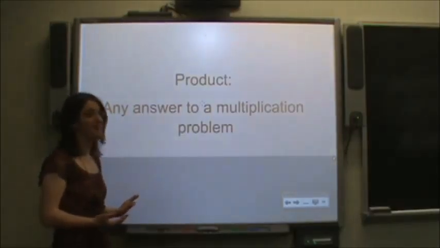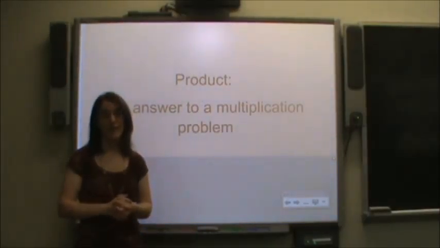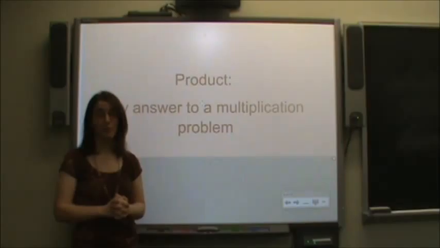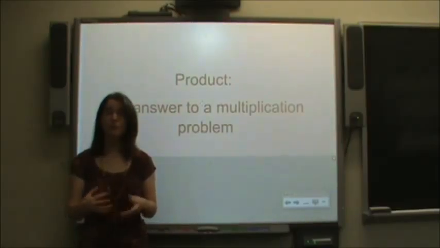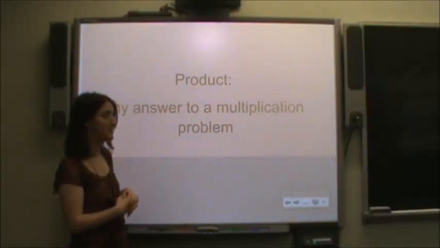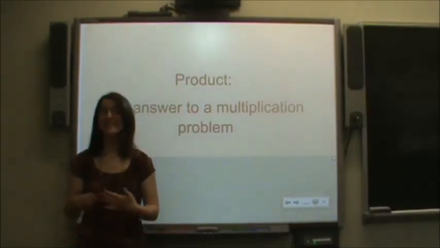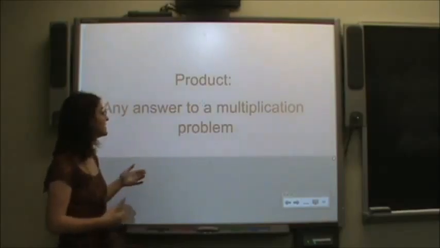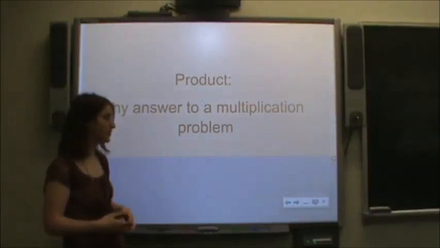So that means if I find the answer to 3 times 4 equals 12, 12 is going to be my product. If I find the answer to 10 times 6, which is 60, 60 is the product because that is the answer to a multiplication problem.